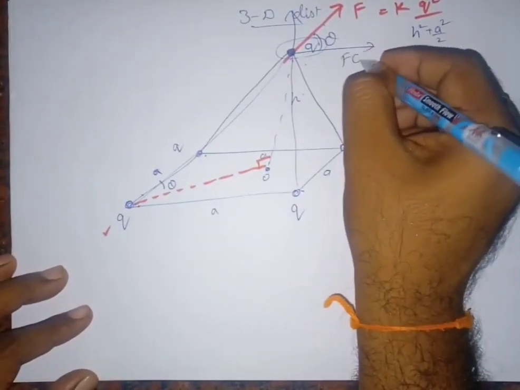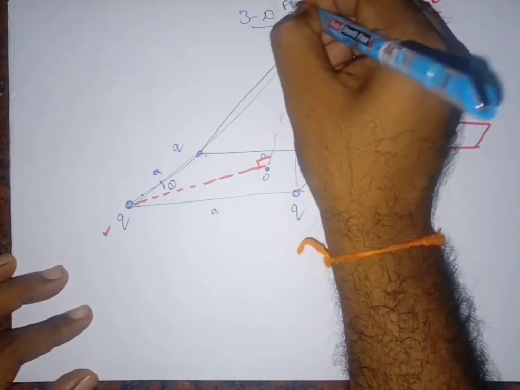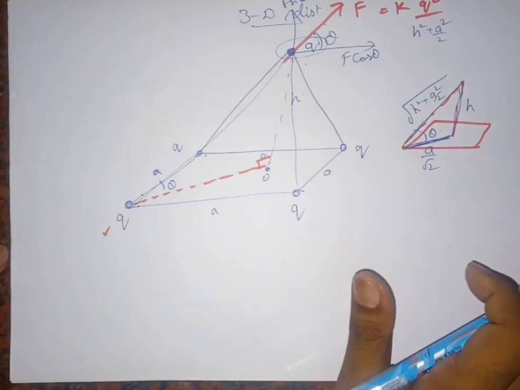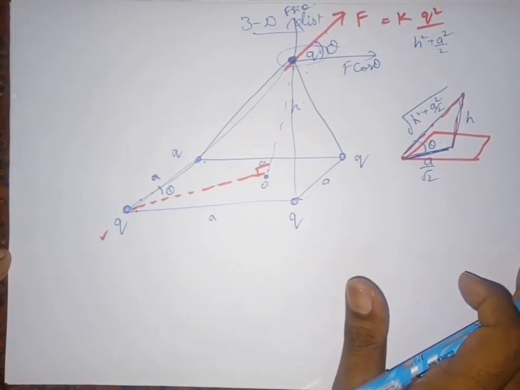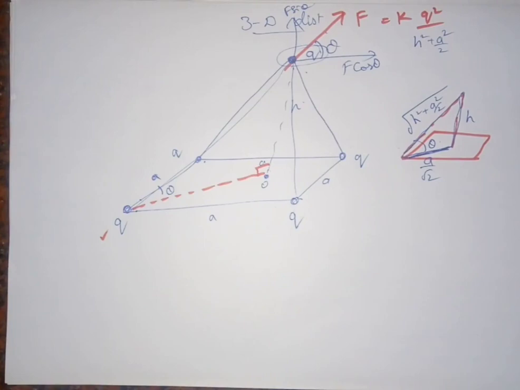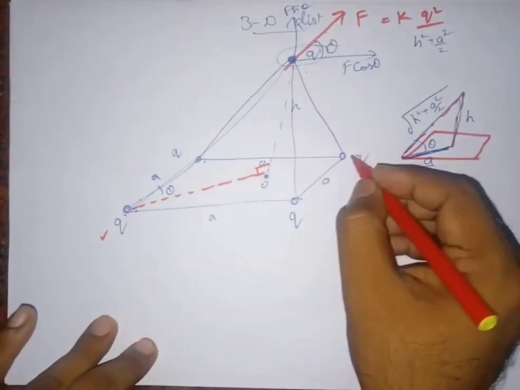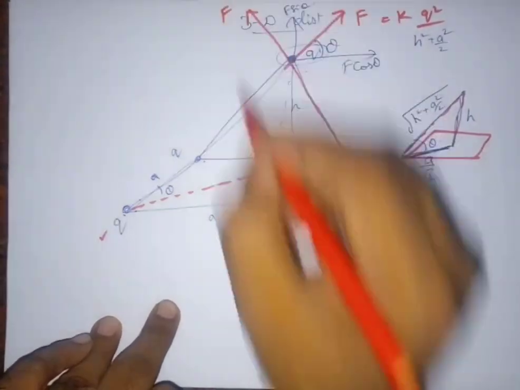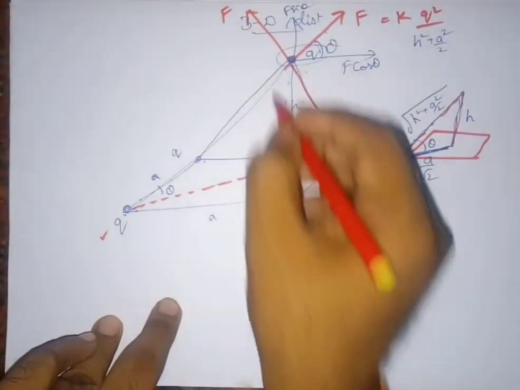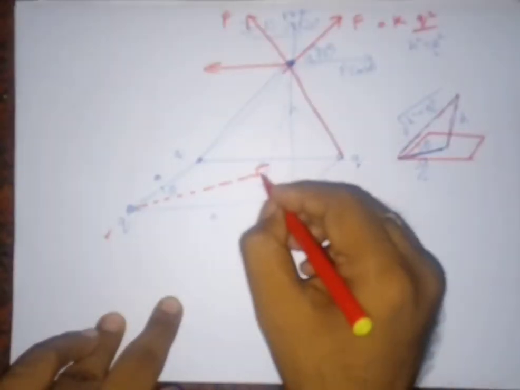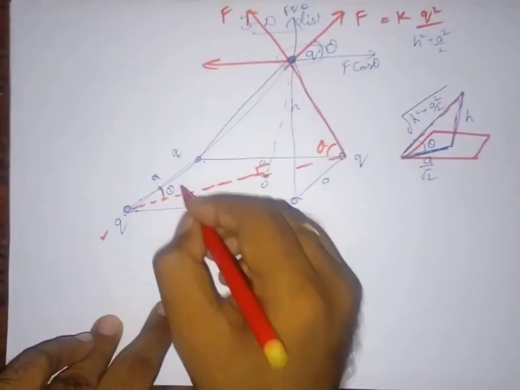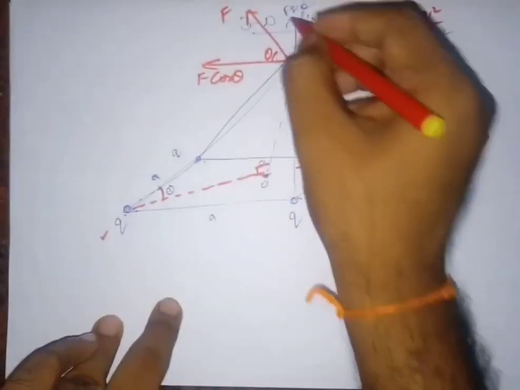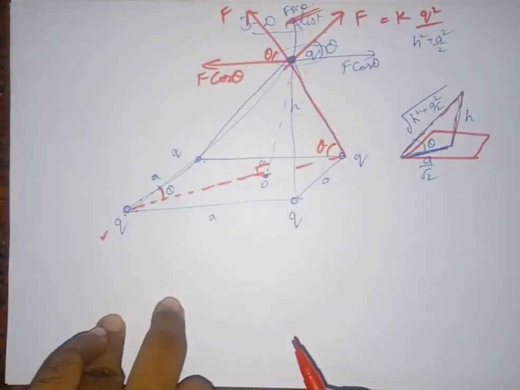So this is f cos theta and this is f sin theta. You can see that. One is f cos theta, the other one is f sin theta. Okay. Now, if you take another charge which is diagonally opposite to it, then it also gives us the same force. On resolving the same force here, the same angle theta, just like this, you get here f cos theta and here it will be f sin theta.